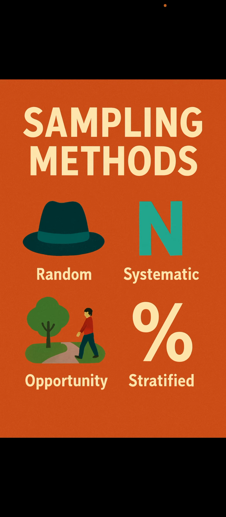This is collecting participants by taking all of the potential participants that you could choose, putting their names into a hat on separate pieces of paper, mixing the pieces of paper up, and then pulling out of the hat however many participants you need. It's really good because it's completely unbiased, but there is a chance that you won't get a representative sample.